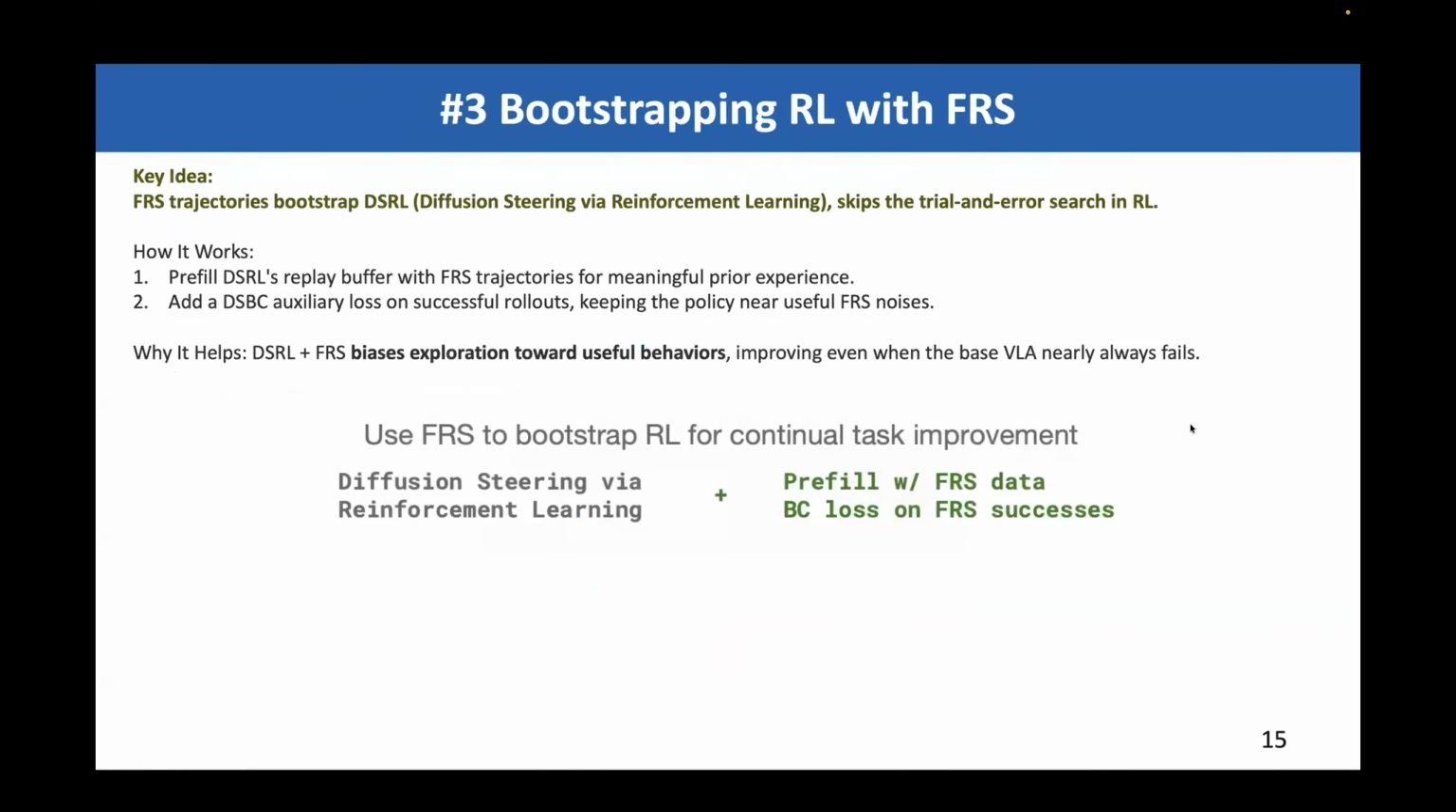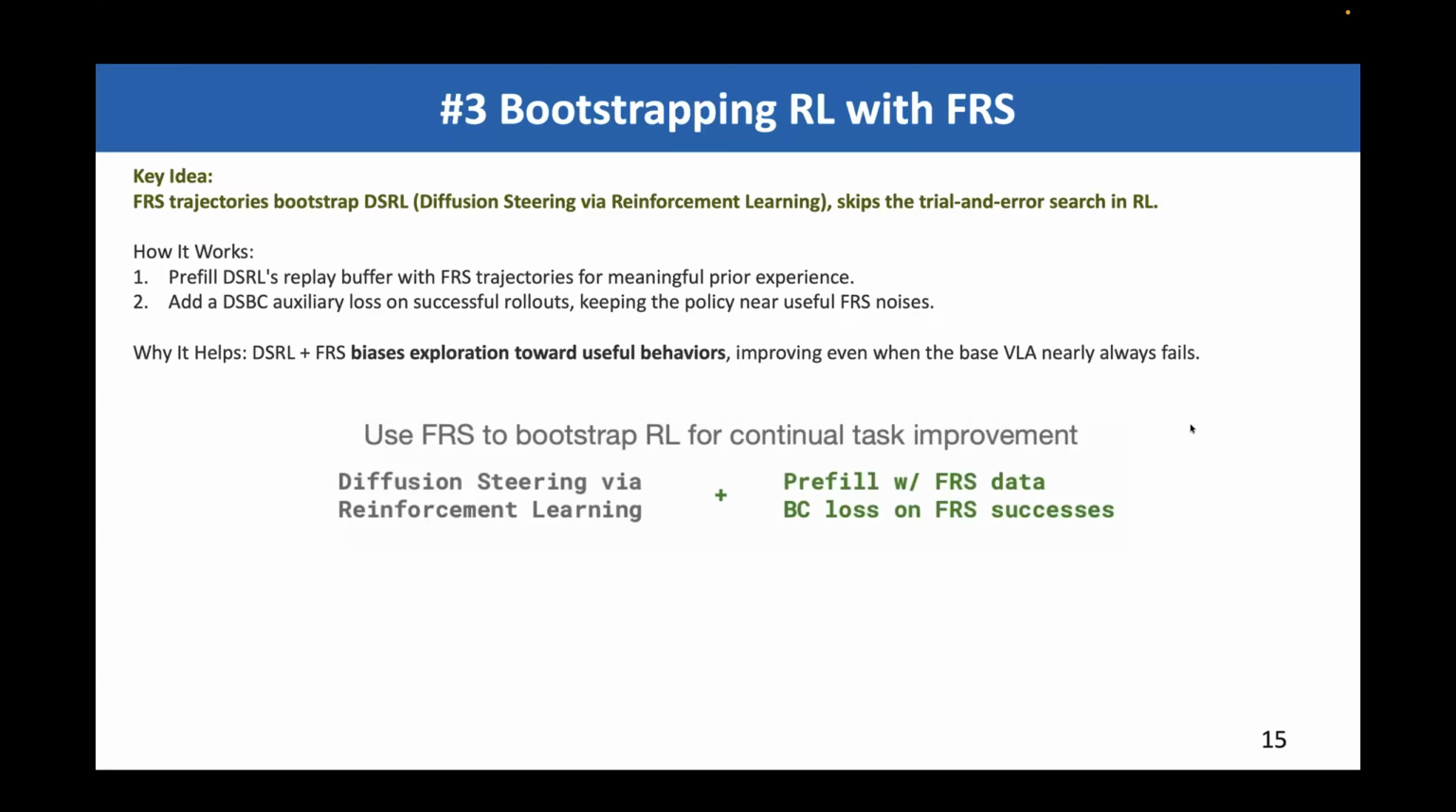And finally, the next idea is to use FRS to bootstrap reinforcement learning. So what this does is that it makes the trial and error search in RL much more efficient. So what they do is they pre-fill the replay buffer of the original diffusion steering via reinforcement learning with some successful trajectories of FRS. And this becomes the prior experience, or the prior, for the RL search. But they also add some auxiliary loss so that it stays in the distribution of the FRS.